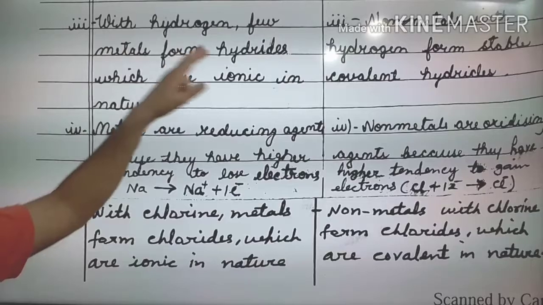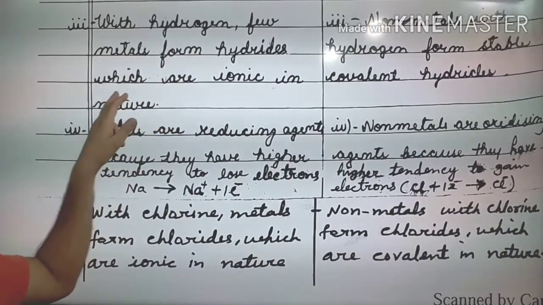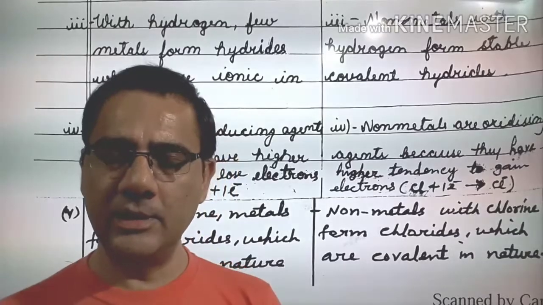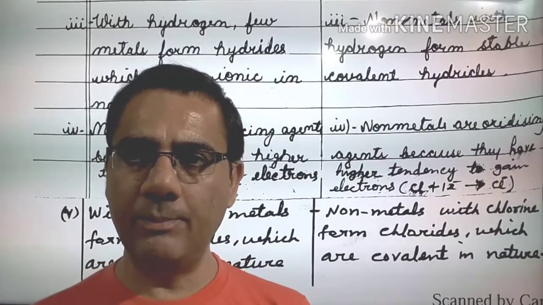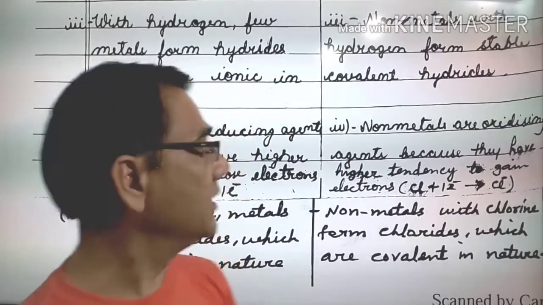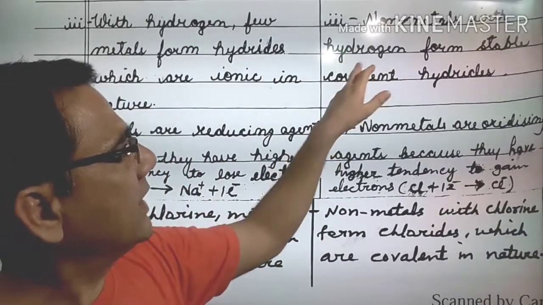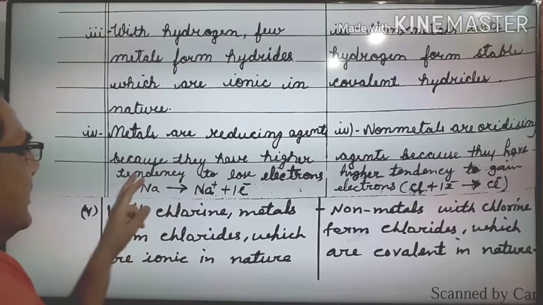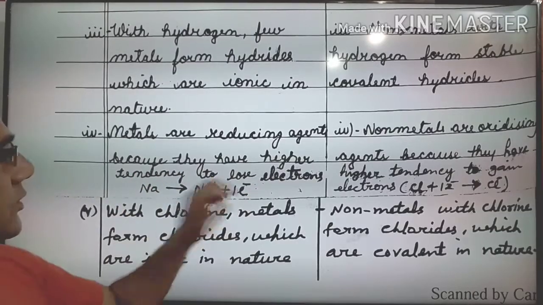with hydrogen, few metals form hydrides which are ionic in nature. So I told you very few metals react with hydrogen and form metal hydrides which are ionic in nature. What about the non-metals? Non-metals with hydrogen form stable covalent hydrides. Next, metals are reducing agents because they have a high tendency to lose electrons.